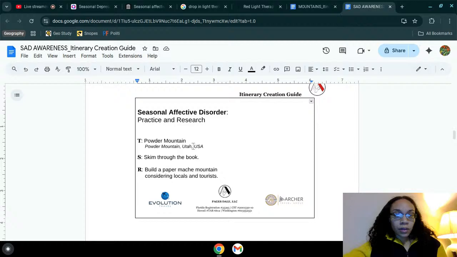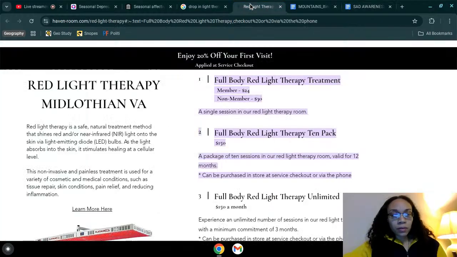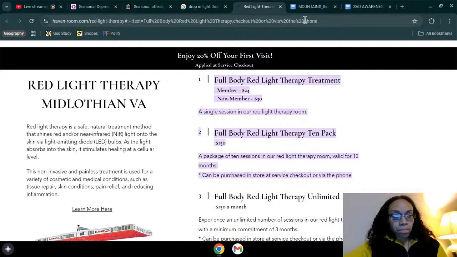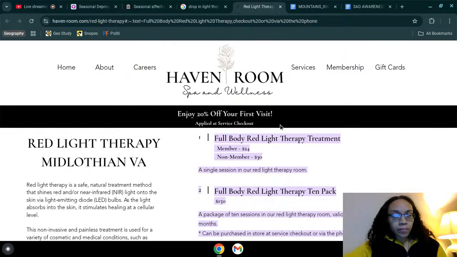So red light therapy, it's kind of a really unfortunate name, no? Red light therapy, Richmond, Virginia, USA. Is it Richmond or more Midlothian? Midlothian. Haven Room.